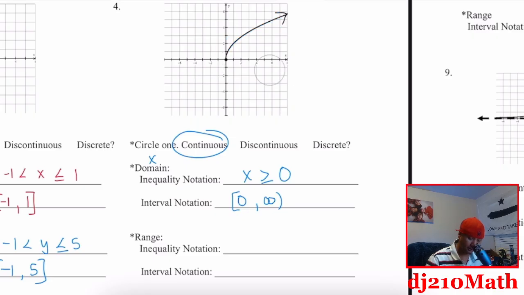All right. Range, same idea, except we're looking at the y values. And we start at the bottom. So the smallest y that is used is 0 with the bracket. The largest y that is used goes to an arrow. So this is positive infinity. So 0 to infinity looks just like the domain, right? So we're going to use y instead of x. So y is greater than or equal to 0. Okay.